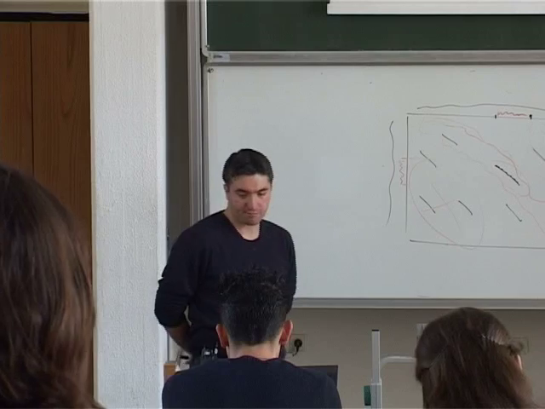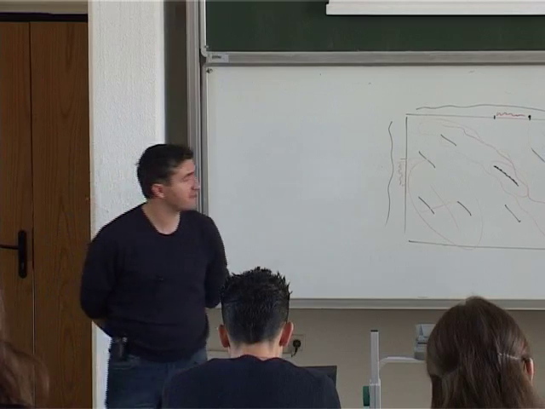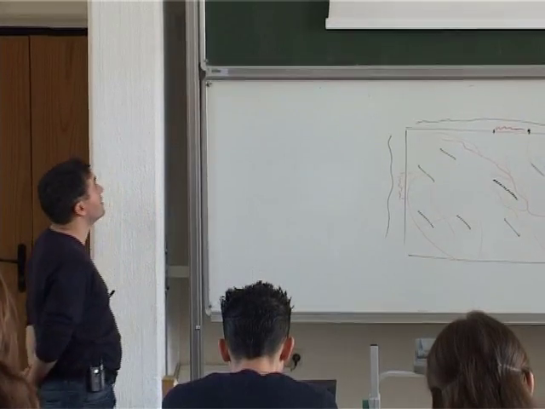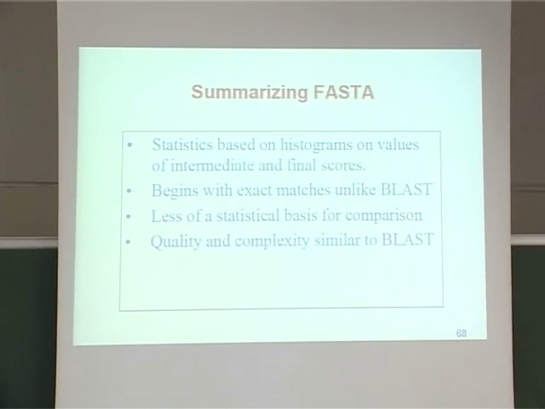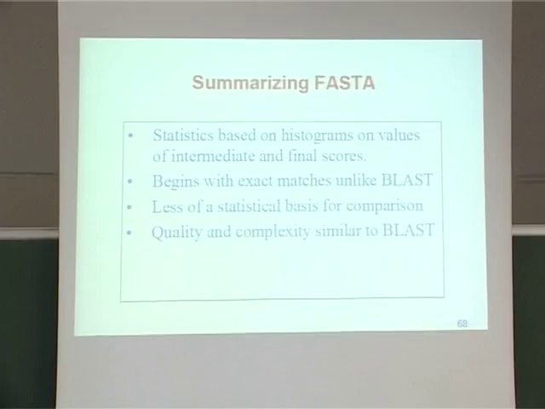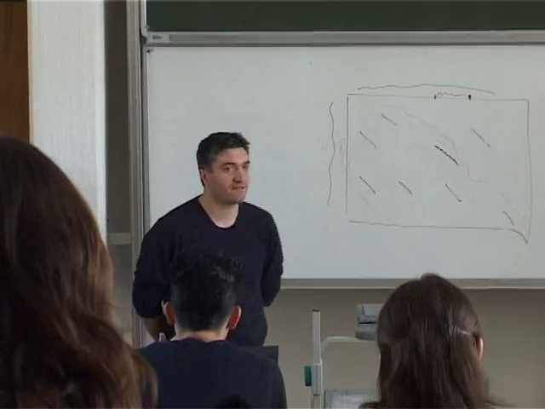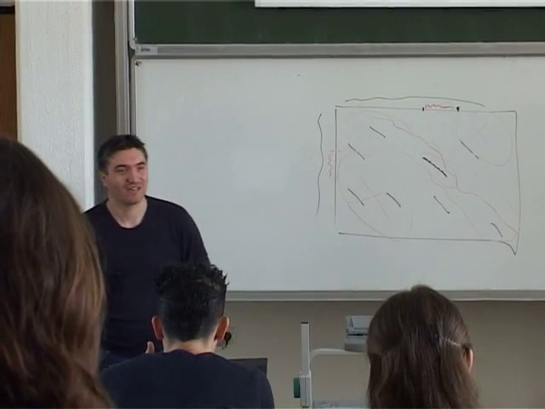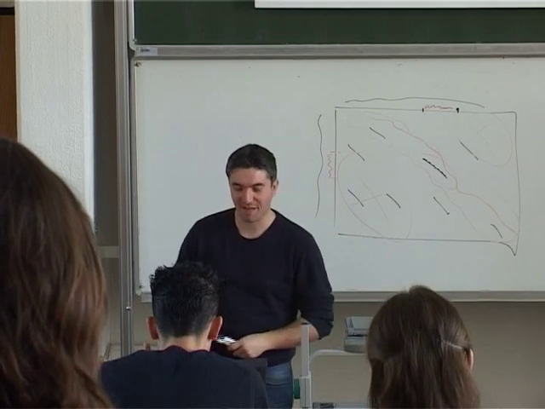For comparison, it doesn't use the statistical basis that much compared to BLAST. And again, it begins with exact matches. The local diagonals are exact matches. Its quality and complexity are usually similar to BLAST. FASTA provides higher quality alignments because it uses dynamic programming to do the alignment, while BLAST is faster than FASTA. Unlike its name, FASTA says fast in its name, but BLAST may be faster than FASTA.